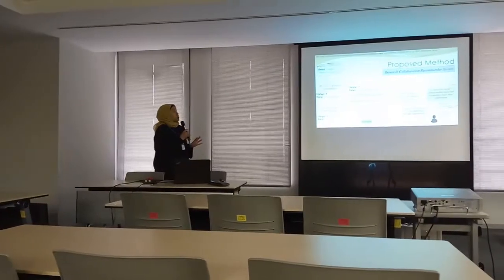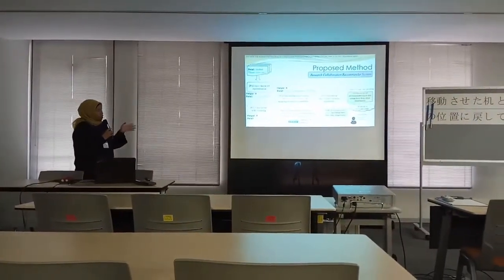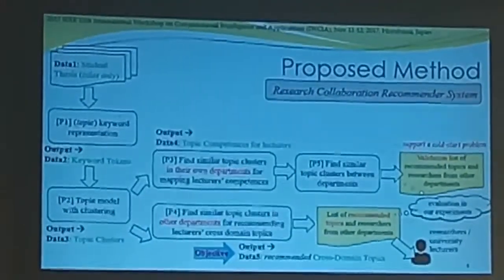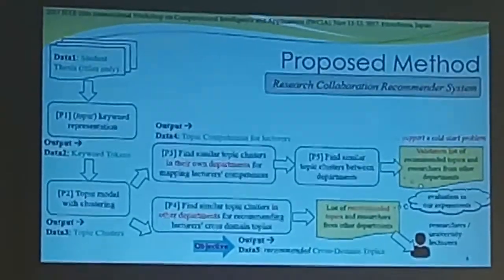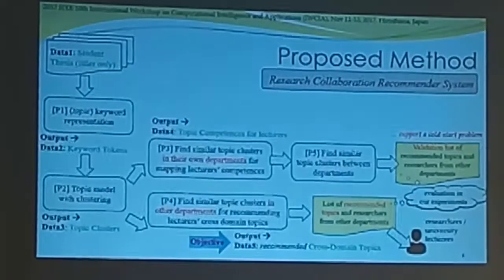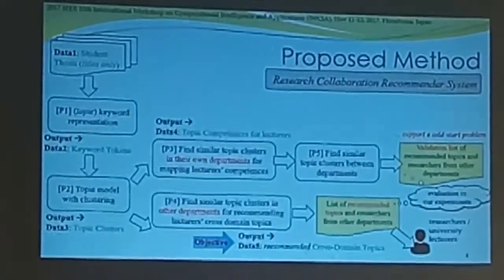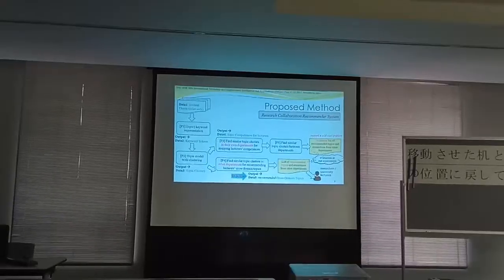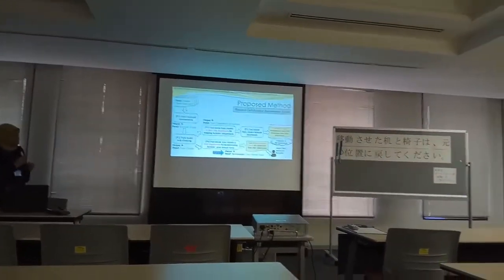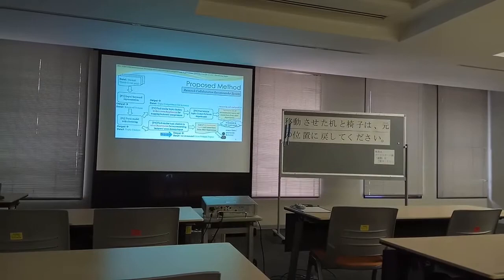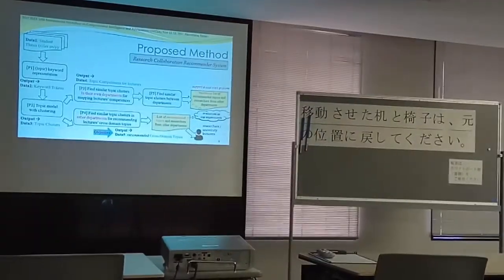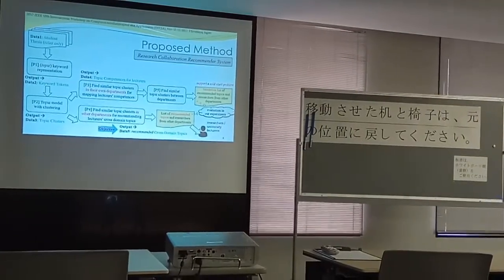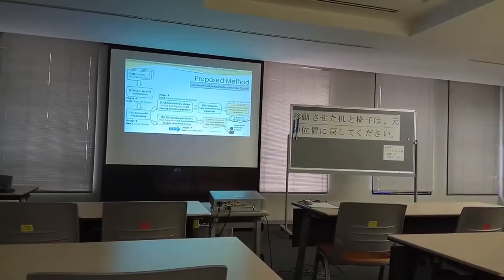Our proposed method has 5 main processes. Start with the collection of student theses, but in this experiment we focus only on titles, not the abstract, not the body, not the introduction, just the titles only, usually 20 or fewer than 30 words. And then from those titles, the first process is to extract the keywords, or what we call topic keyword representation, and then model the keywords to identify the topics, and we use a clustering based approach.